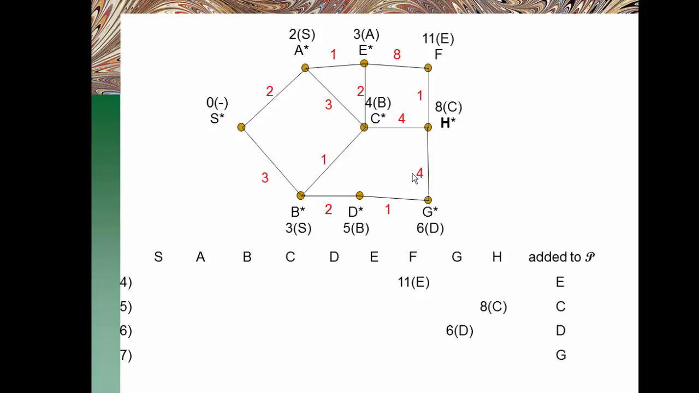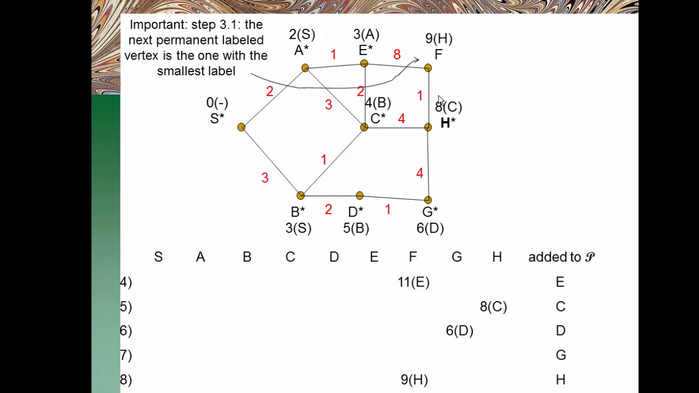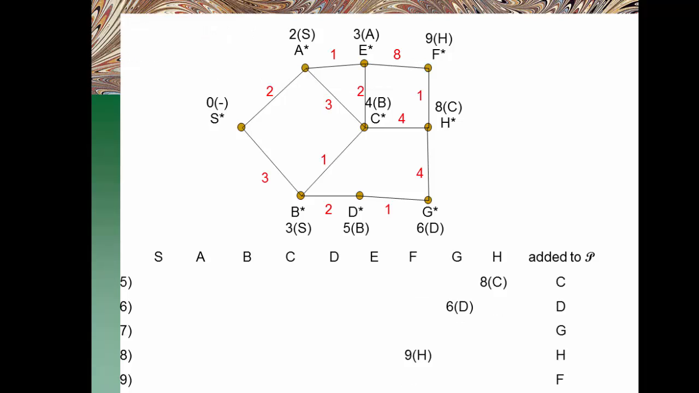Next, H. And at H, we find the adjacent vertex F. At F, we have the current label, and we compare that with the candidate. 8 plus 1, that's 9, and 9 is better than 11. Finally, we choose the vertex that has the lowest label, and that's F. And at F, we don't find any adjacent vertex that does not have a permanent label. And that's the end of the algorithm.